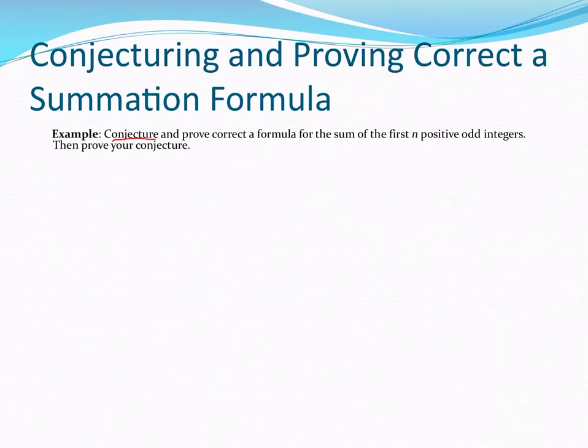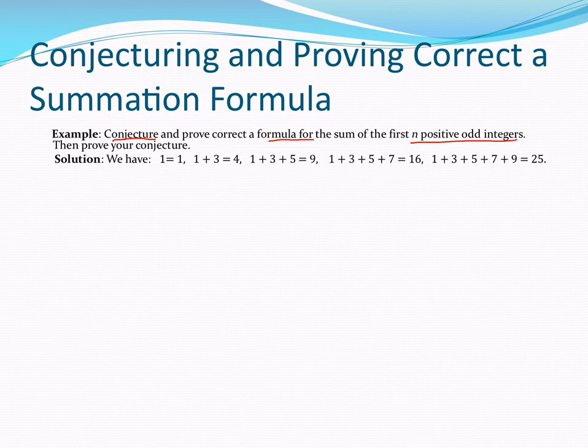We're going to conjecture a formula for the sum of the first n positive odd integers, and then we'll prove it using induction. So the sum of the first one odd positive integer is 1. The sum of the first two odd positive integers is 4. The sum of the first three odd positive integers is 9. The sum of the first four positive odd integers is 16. The sum of the first five positive odd integers is 25.